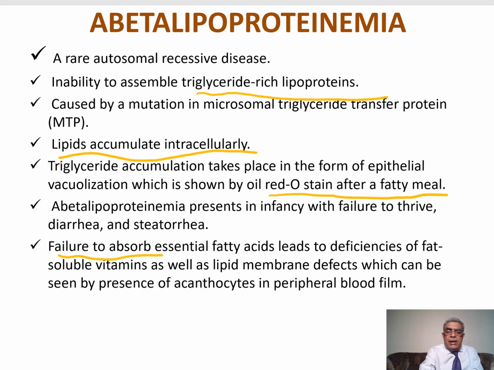Now there is failure to absorb fatty acids, which leads to deficiency of absorption of fat-soluble vitamins, and this results in lipid membrane defects, which can be seen by the presence of acanthocytes in the peripheral blood film. And acanthocytes are the RBCs which have got spikes on their membrane.